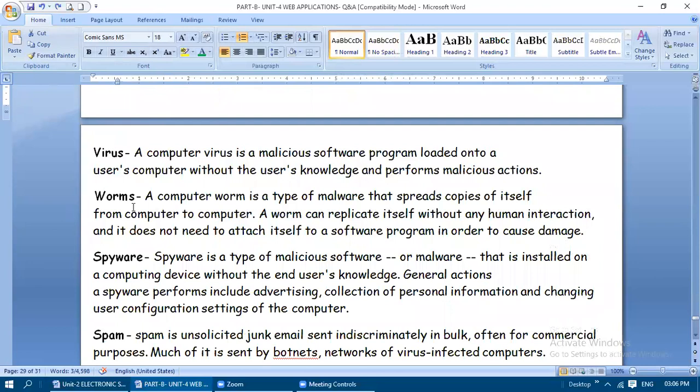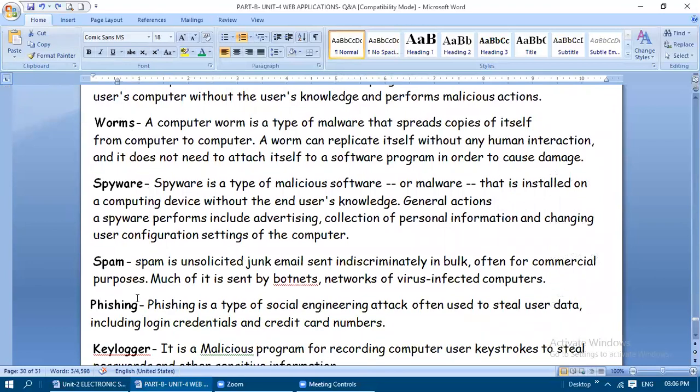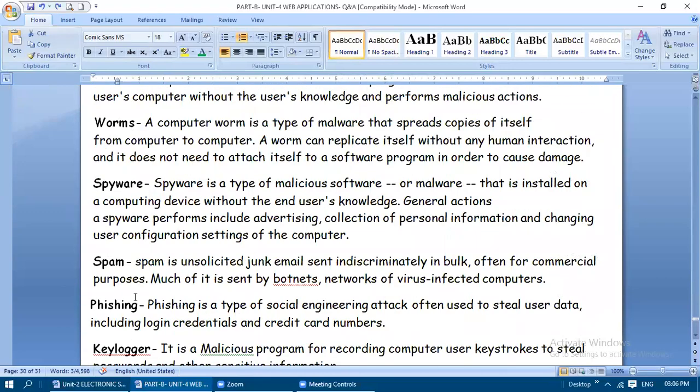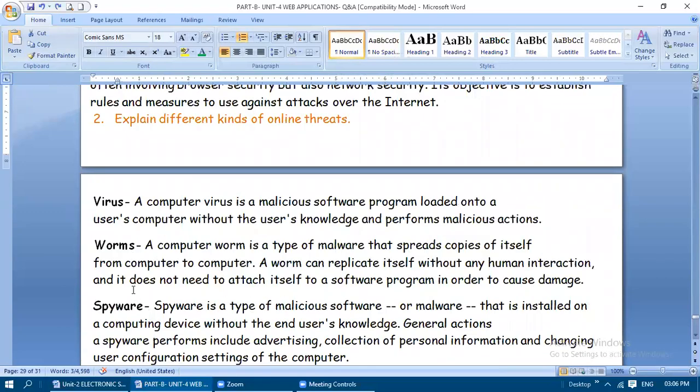Explain different kinds of online threats. So virus, worms, spyware, spam, phishing, keylogger, and then adware. These are some of the types of online threats. Okay. So the first one, virus. What is meant by virus? It is a malicious software program loaded onto the user's computer without the user's knowledge, and it will perform malicious actions.